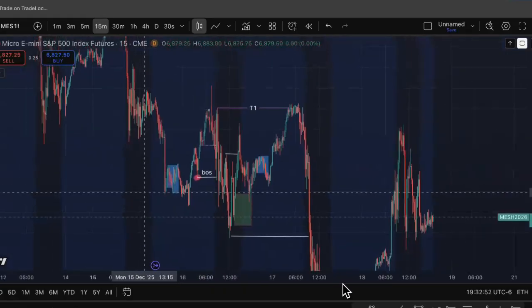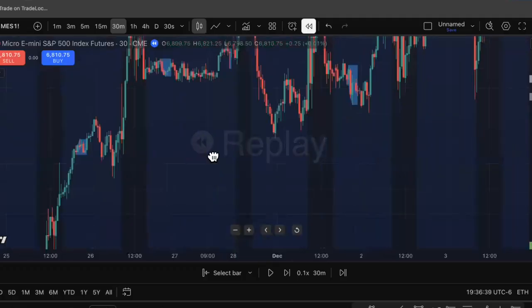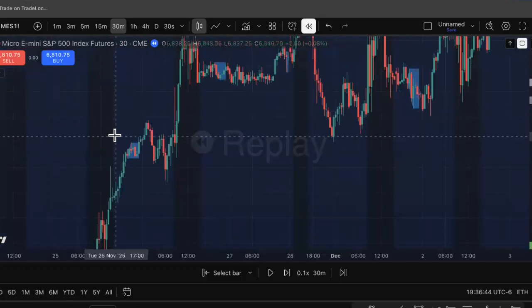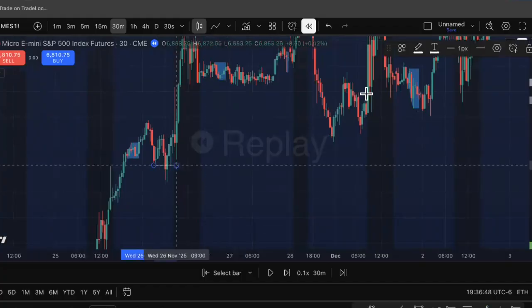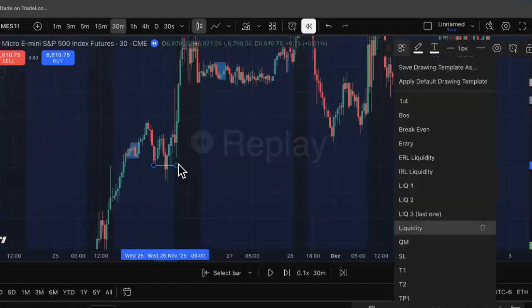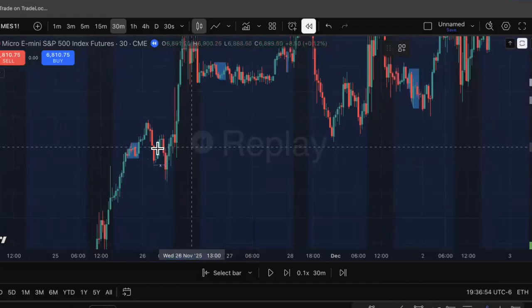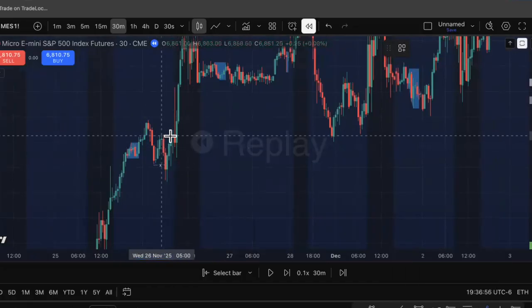Let's see if I can find one on the buy side. The market ran this low, so running liquidity there, and then we broke one, two, three, say this high.